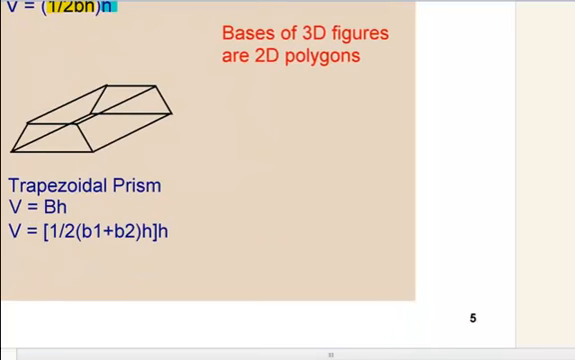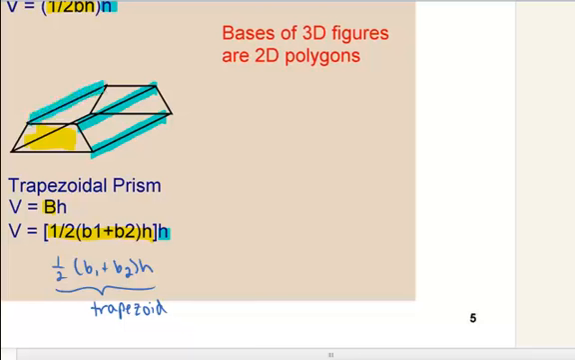With a trapezoidal prism, our base is a trapezoid, so we're going to replace capital B with the formula for a trapezoid, which is 1/2 the sum of the bases times the height. So this is really 1/2 times b sub 1 plus b sub 2 times the height. And all of that gives you the area of your trapezoid. And then you multiply this times the height of the entire figure. So the height of the entire figure is going to be the distance between the two bases. And keep in mind that you could use any of these 4 lines to find the height. All of those will be the same length.